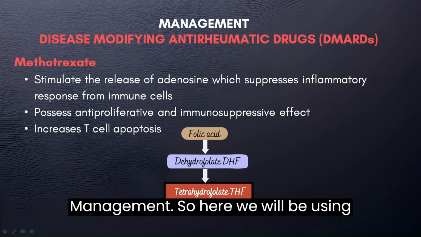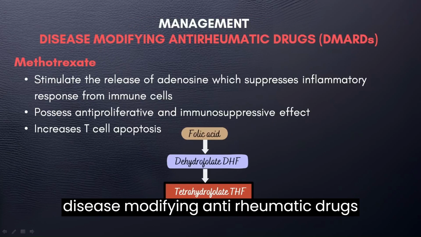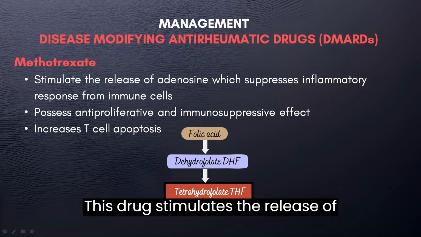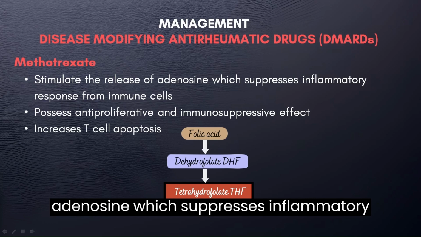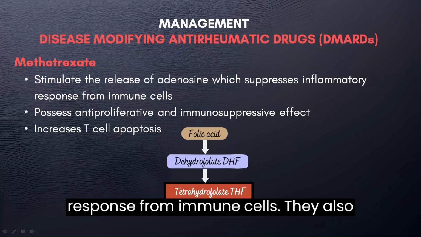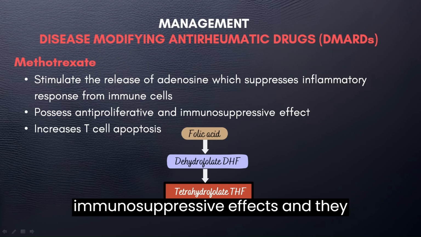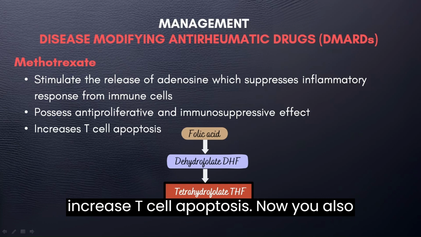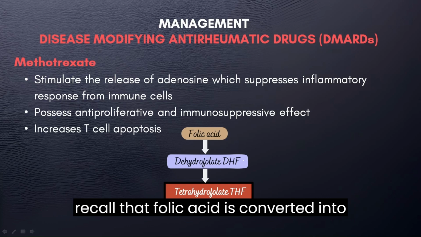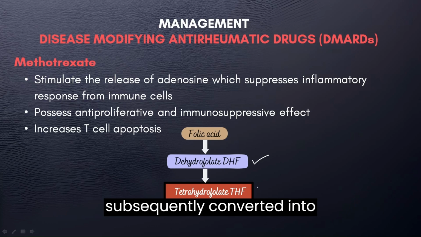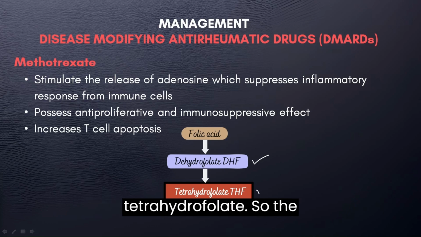Management. So here we will be using disease-modifying anti-rheumatic drugs, and methotrexate remains the first line. This drug stimulates the release of adenosine, which suppresses inflammatory response from immune cells. It also possesses anti-proliferative as well as immunosuppressive effects, and it increases T cell apoptosis.